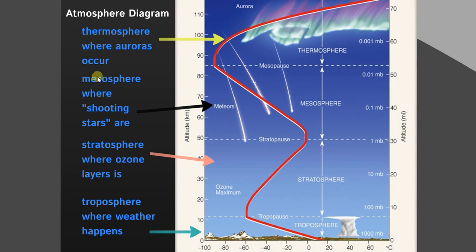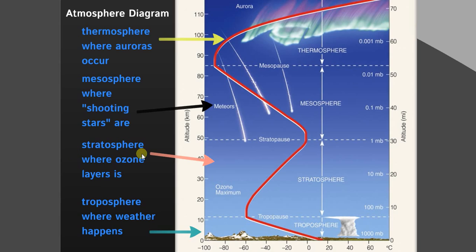The next is the mesosphere. Meso means middle. So yes, we have the exosphere on the top, and the mesosphere is in the middle. The mesosphere is where we see shooting stars. This is where meteors are going to start burning up in our atmosphere. Most of them get burned up in this layer, and the air gets thicker as we move down to the stratosphere.